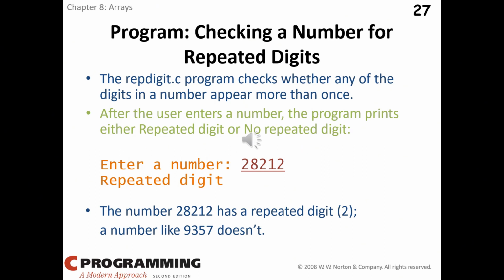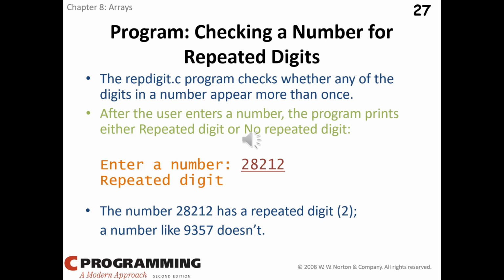And next, to demonstrate what we've learned, we have our new program called repdigit.c, which helps us check if a number contains any repeated digits. So here's how the program works. First, it asks the user to enter a number. Then the program goes to work examining each digit in the number to see if any appear more than once.